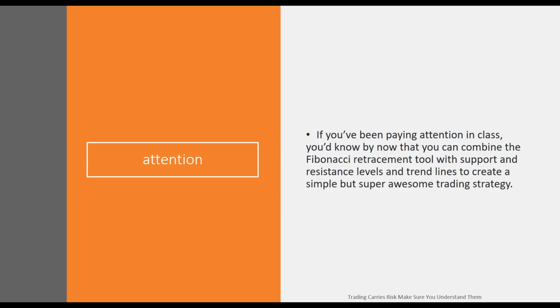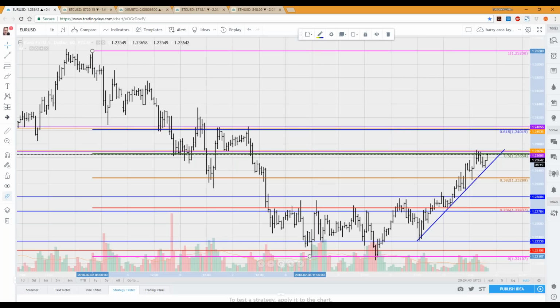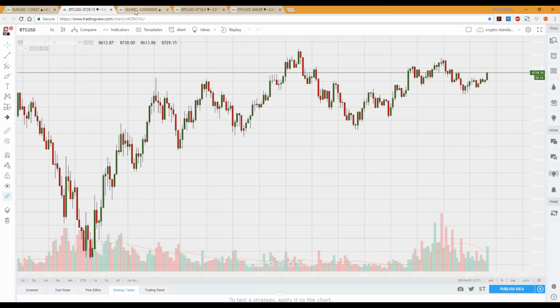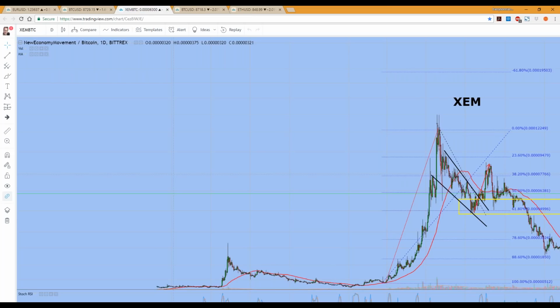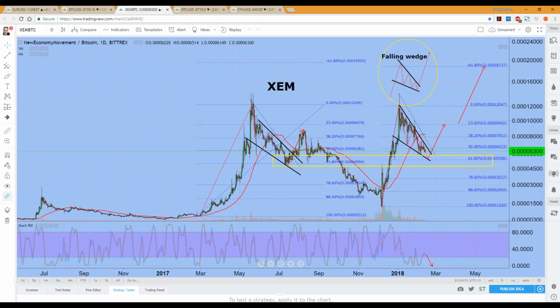If you've been paying attention in class, you know by now that you can combine the Fibonacci tool with support and resistance levels and trend lines to create a simple but super awesome trading strategy. Right here, you can see the Fibonacci levels also combined with a falling wedge. At the 61.8 is the expected retracement, and we're expecting the market to bounce back.